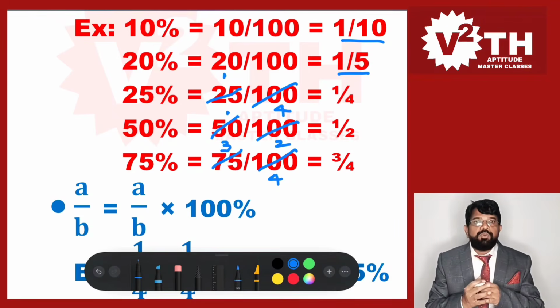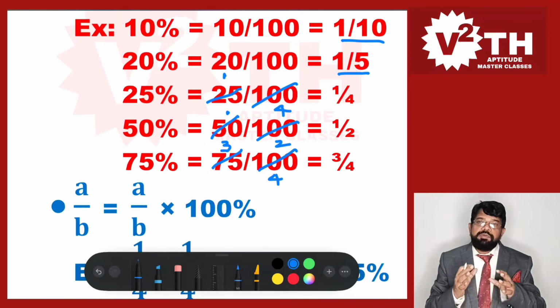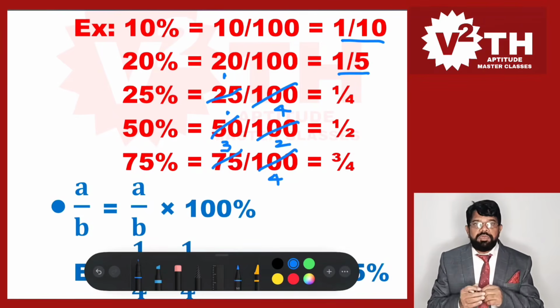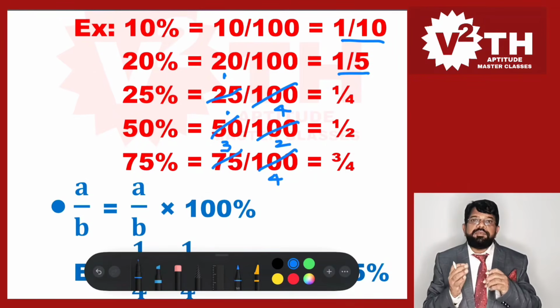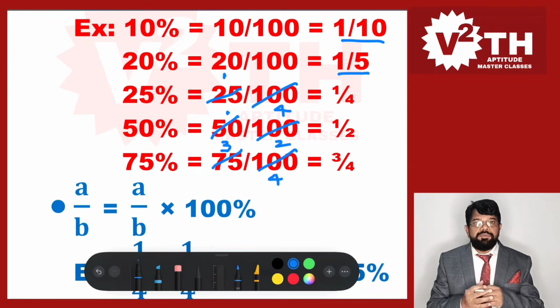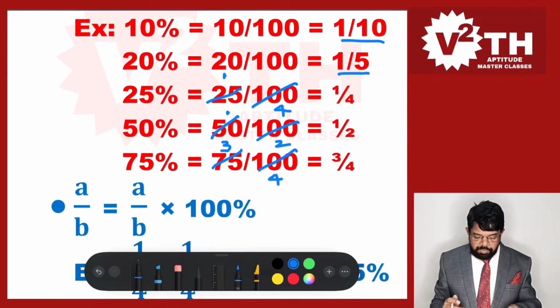So these values you have to put in your mind. 10% is 1 by 10. 25% is 1 by 4, 50% is 1 by 2, 75% is 3 by 4. This we can use in the future classes directly. Instead of calculating 25%, you calculate 1/4. Instead of calculating 50%, you calculate 1 by 2. Instead of calculating 75%, you calculate 3/4 of the value. That is the strategy you have to follow.